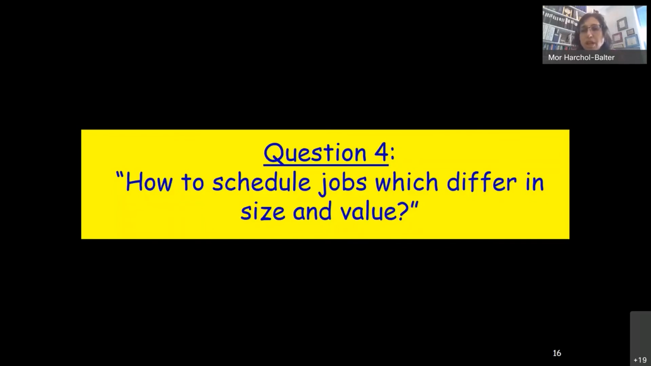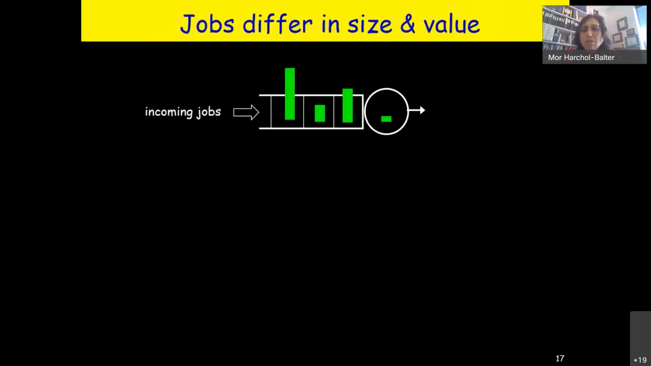So this is a question that has been coming up a lot in my consulting this year. And the question is, what if jobs differ both in their size and also in their value? So specifically, we have jobs of different size. Some are small and some are big, but they also have different value. Maybe the small one is worth many dollars, but this bigger one is worth fewer dollars. Maybe this one is worth only $1. How do you deal with jobs with different values?